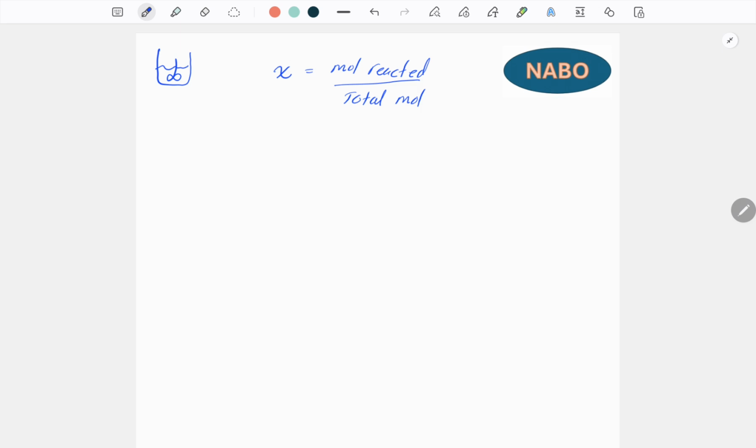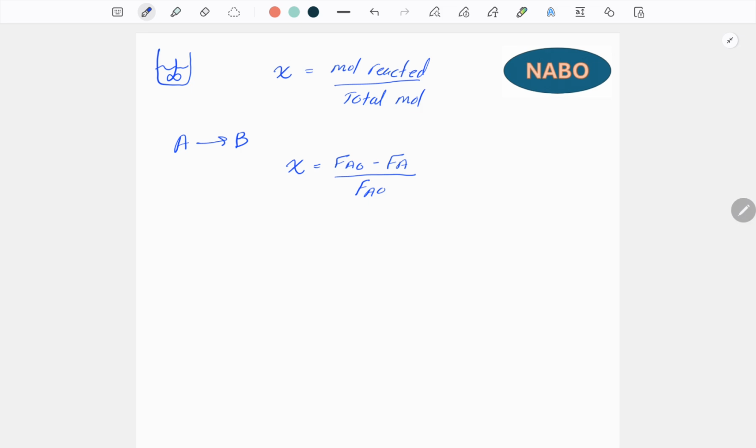Okay, so if we use this chemical equation as an example, our reactant is A. So the conversion is how many moles of A has reacted, which is the initial amount of moles of A minus the amount of moles of A leaving, divided by the total amount of moles of A, which is the initial amount of moles of A.